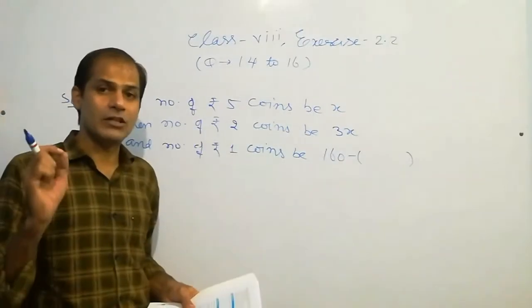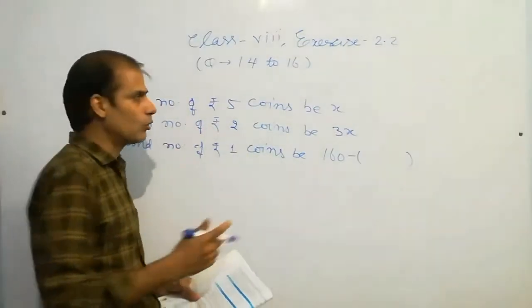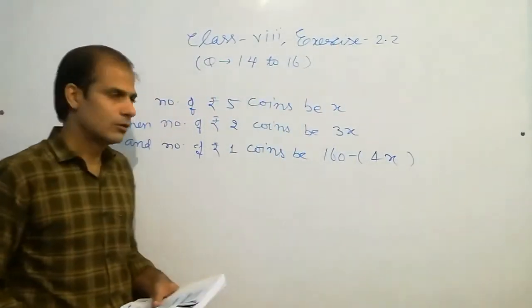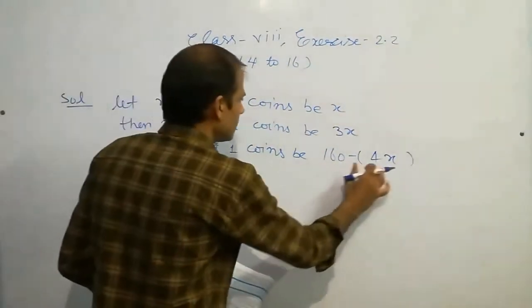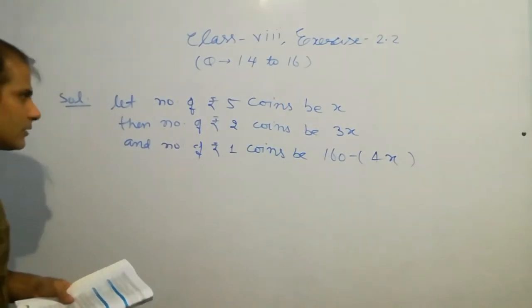जितने भी coins है वो 160 हैं, उनमें से हम इन दोनों का टोटल माइनस करेंगे. So what is the total of these? x plus 3x is 4x. So we can write the number of rupees 1 coins be 160 minus 4x.